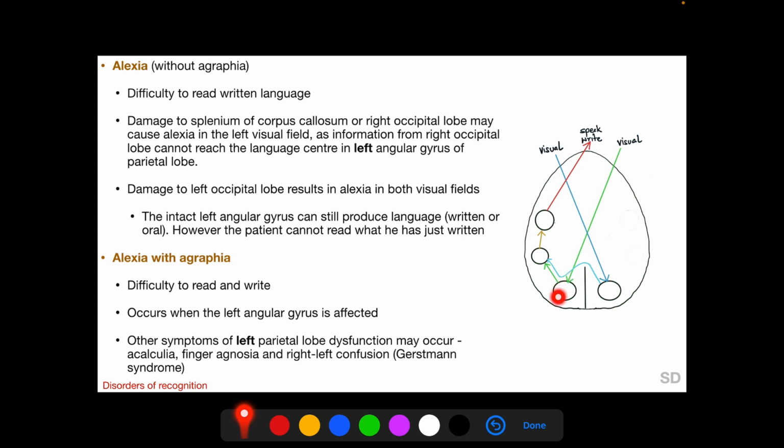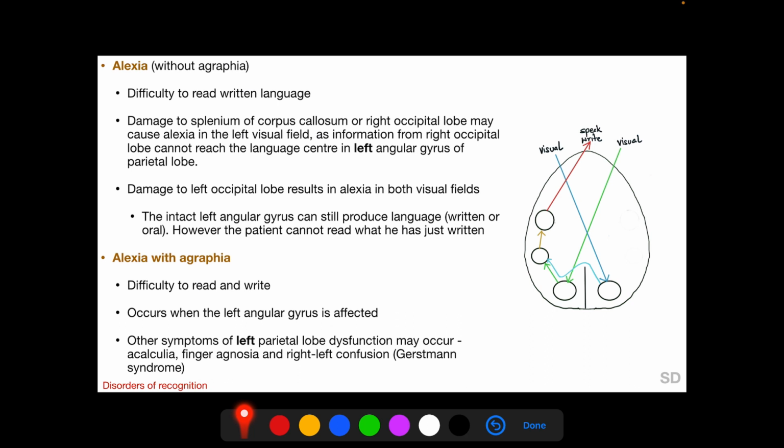Damage to the left occipital lobe results in alexia in both the visual fields. A left occipital lobe lesion causes alexia in the right visual field as well as the left visual field, because it interrupts the pathway from the right occipital lobe to the language center. In an isolated occipital lobe lesion, the left angular gyrus is intact and it can still produce language both in the written form or in the oral form.